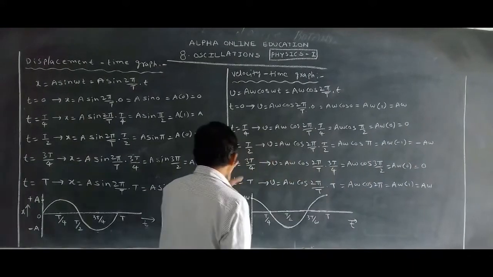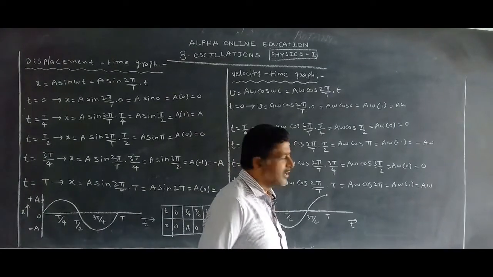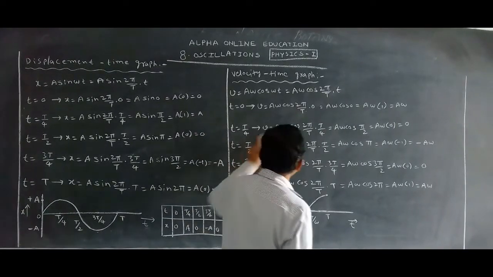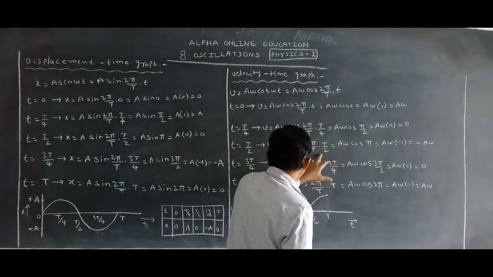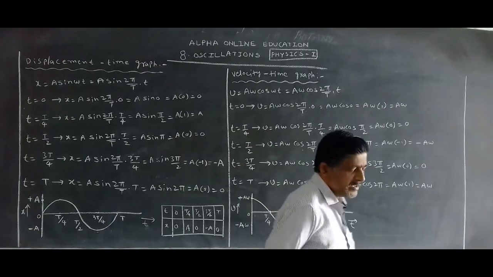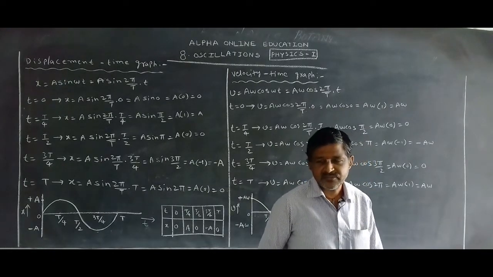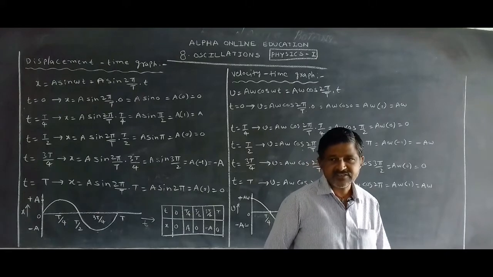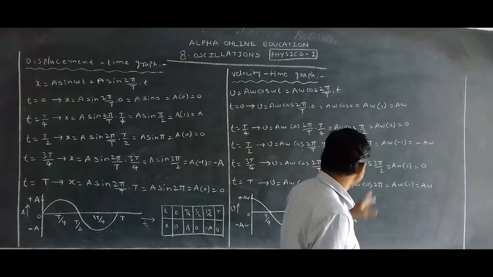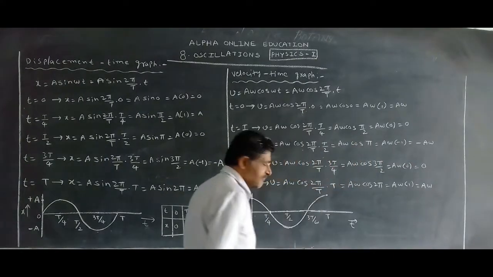Then after t is equal to T by 2, half of the time period. T cancels, 2 cancels. What we can get? a omega cos pi. Cos pi means cos 180. Cos 180 is minus 1. So what we can get? v is equal to minus a omega.